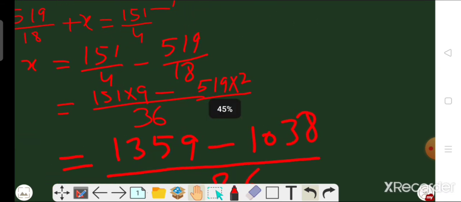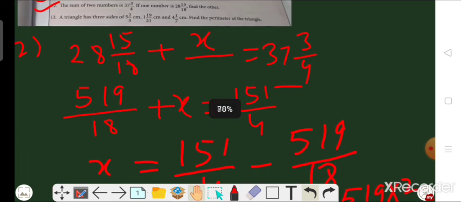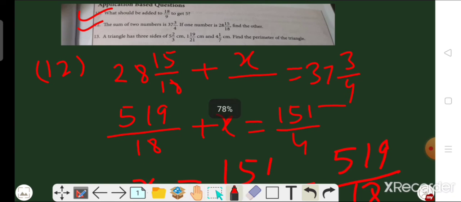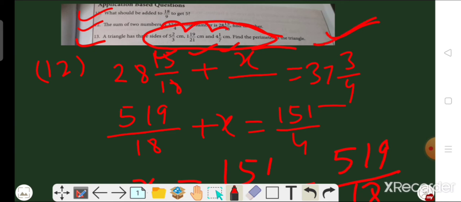Now in your 13th question, what have we been given? A triangle has 3 sides, 5 and 2 by 3, 1 and 19 by 21, and 4 and 1 by 7. Find the perimeter. To find the perimeter of a triangle, we have to just add the sides of the triangle. So try to do the 13th question by yourself, beta. You have to add all the fractions to find the perimeter of the triangle. Okay.